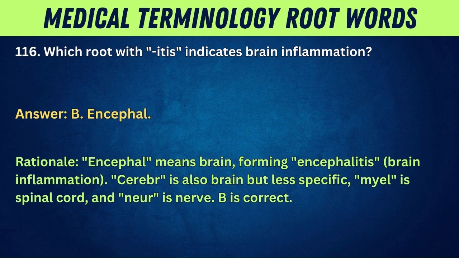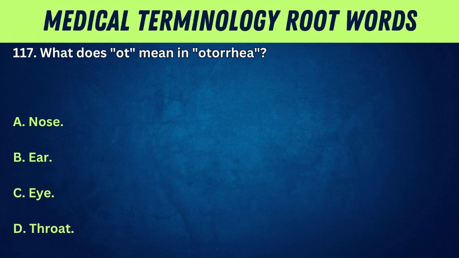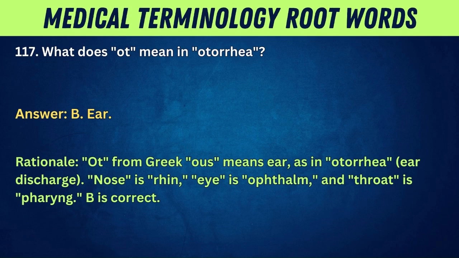B is correct. 117. What does ot mean in otorrhea? A. Nose. B. Ear. C. Eye. D. Throat. Answer: B. Ear. Rationale: ot from Greek ous means ear, as in otorrhea, ear discharge. Nose is rhin, eye is ophthalm, and throat is pharynx.